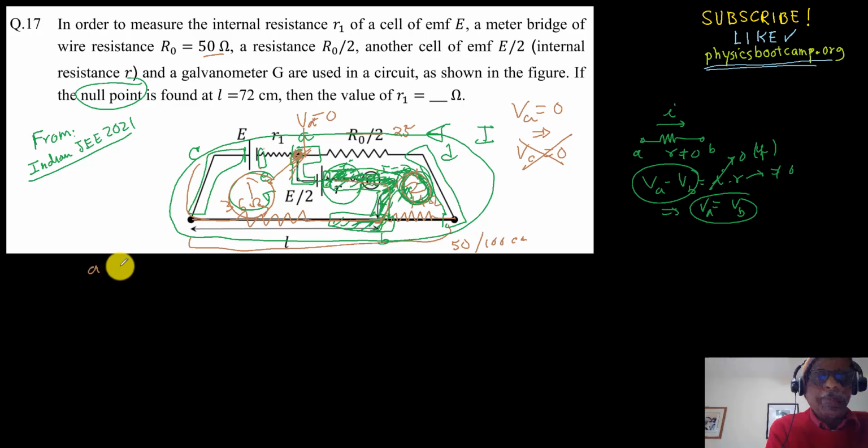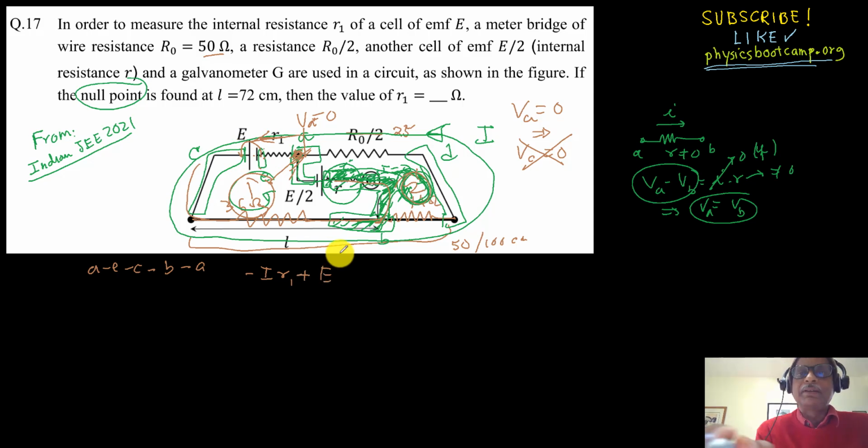So A to E to C and then B and back to A. So that's going to be that loop. The current I'm assuming is going in that direction, and I'm going in that direction. So minus I times R1, and then I'm jumping over this, so I'm adding E to it. And let me take a brighter color.